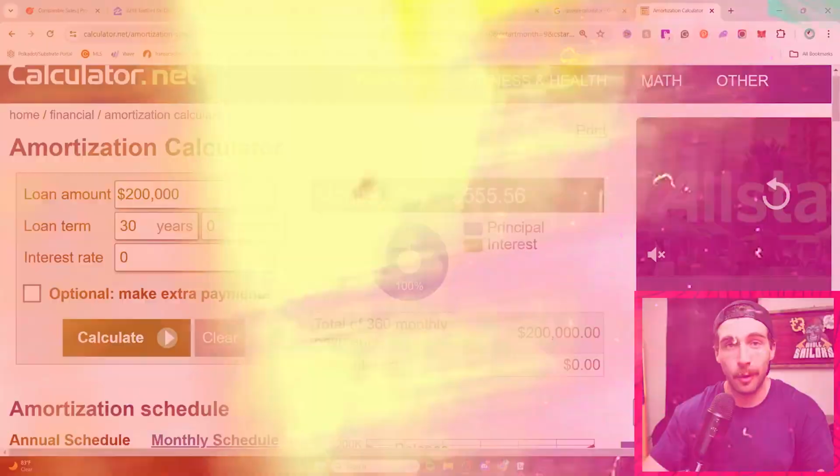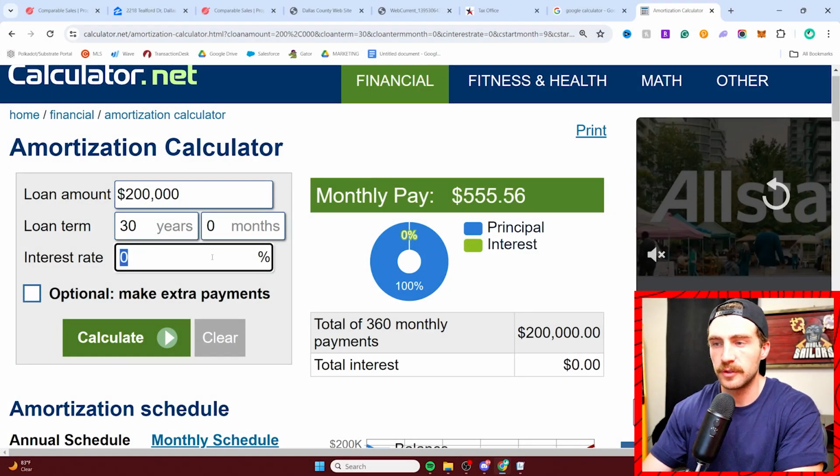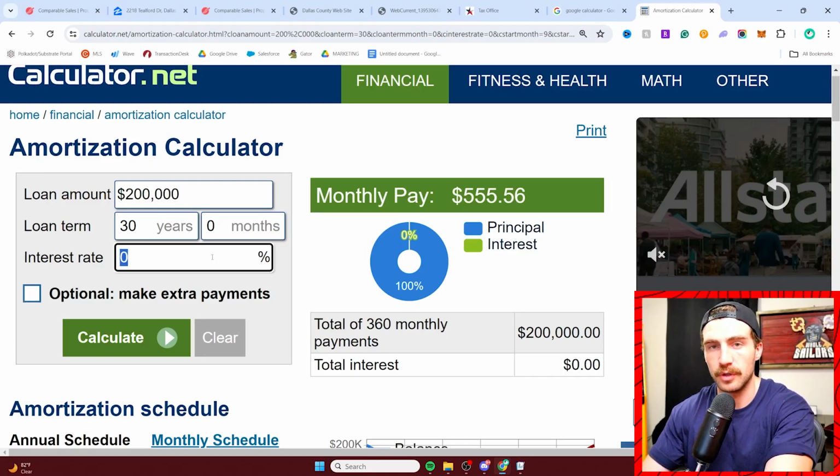But what happens if the seller says, hey, I need $800 a month? What happens if the seller says, hey, I need $1,000 a month? What happens if the seller says, I need $1,200 a month? Okay, let's walk through this real quickly. All I do is change the levers. So if the seller wanted $800 a month, you can just change the levers.